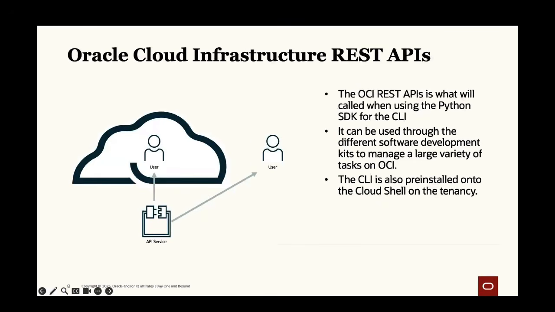So next we have our OCI REST APIs. Like I mentioned, these are going to be your typical REST APIs that use HTTPS requests and responses. This is essentially what is going to be called when using the Python SDK for the command line. You'll be calling them when you're using other SDKs to build out different applications. And permissions for these API calls are applied by the user, and your command line access is all just going to be defined in your config file.